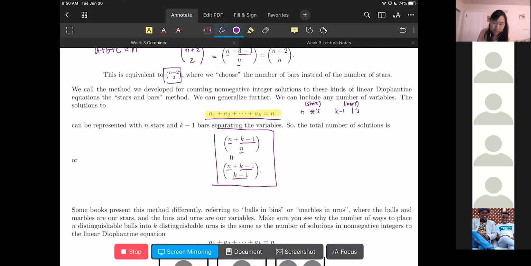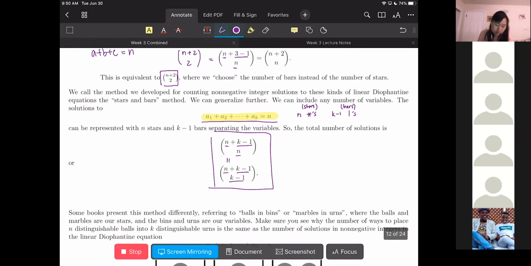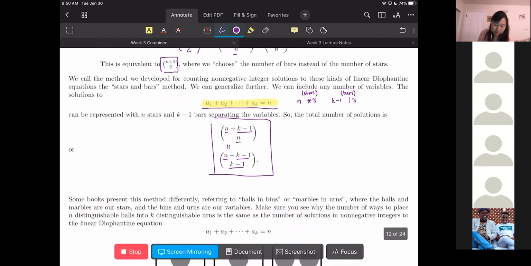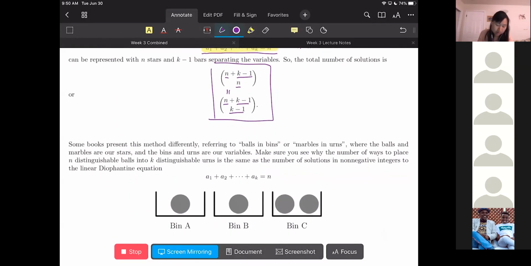So there's other ways we can think about this. And if you read this in other books, instead of seeing stars and bars, maybe you see balls and bins, or marbles and urns. So let's think about something else. Let's say we want to say how many ways are there to place n distinguishable balls into k distinguishable urns. This should say indistinguishable balls.